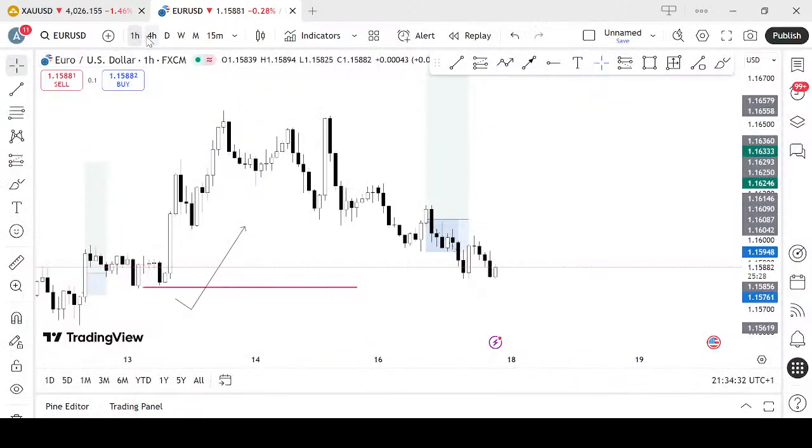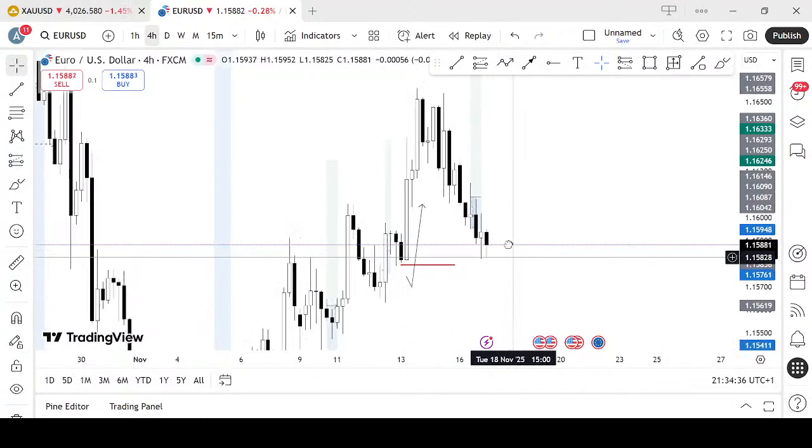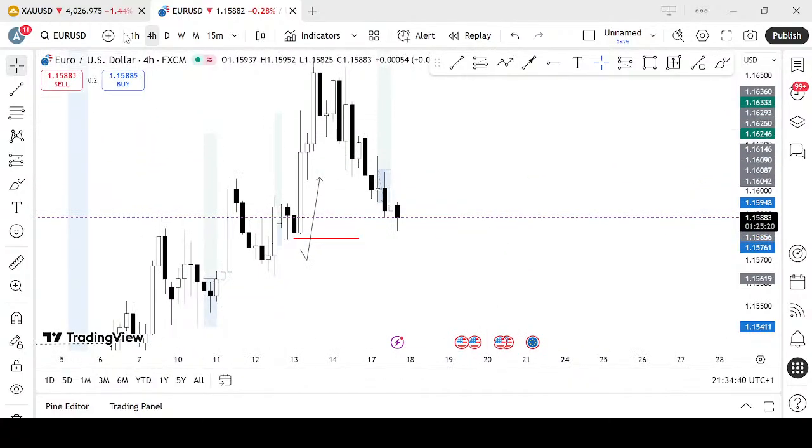So let's see. I'll be expecting price to break this low, and if that happens, then we start looking for reasons to take a sell position.